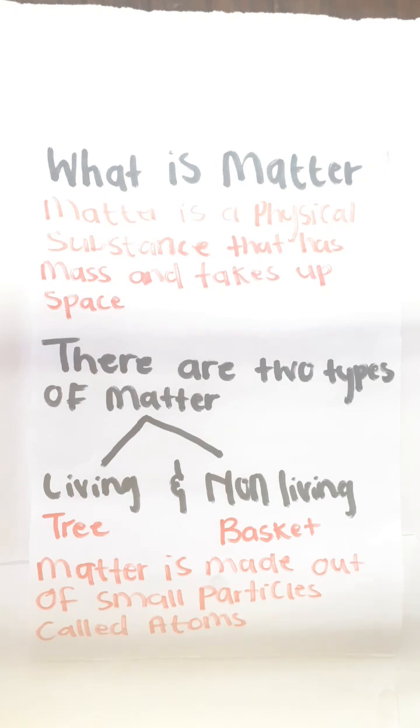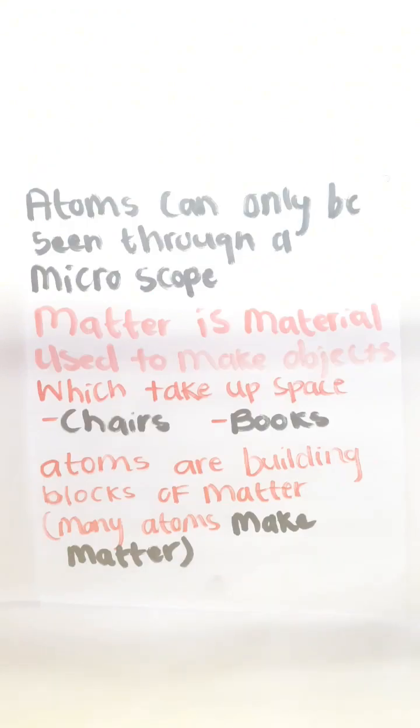Matter is made out of small particles called atoms. An atom can only be seen through a microscope. Matter is material used to make objects which take up space. Let's take a chair. The wood is made up of atoms. Small atoms built together form matter. So atoms are the building blocks of matter. Many atoms make up matter.